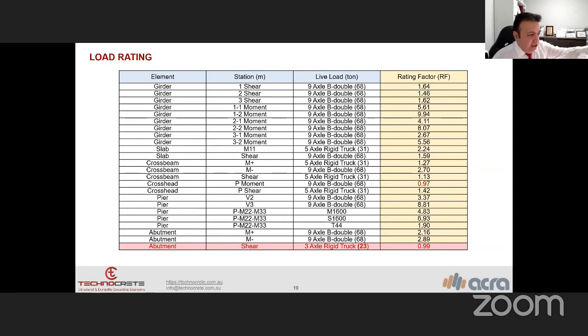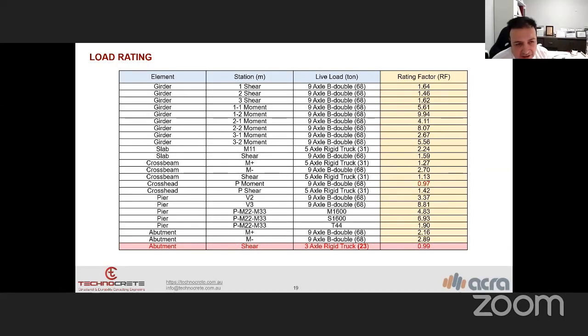On the left-hand side, you can see the different components, and then we investigated or analyzed them for shear and moment. And then we have different types of live load on that column. As can be seen in the last one, abutment in shear, it shows that the rating factor is less than 1. Then it means that the capacity of that abutment is less than it has to be for bearing the loading. And that reduction of the rating factor is due to those cracks.